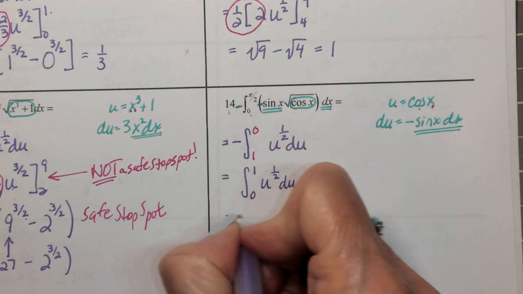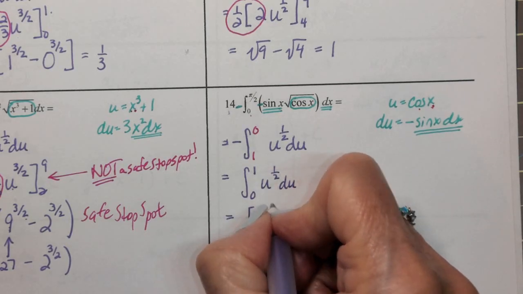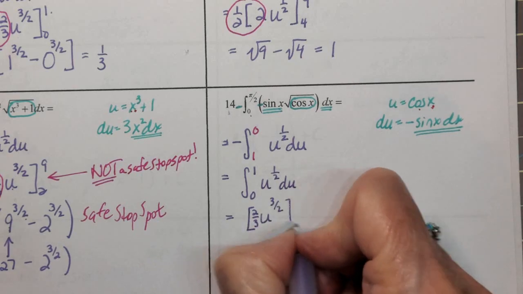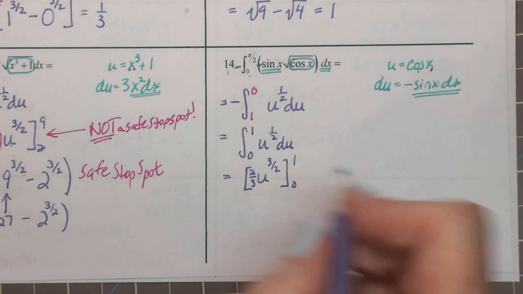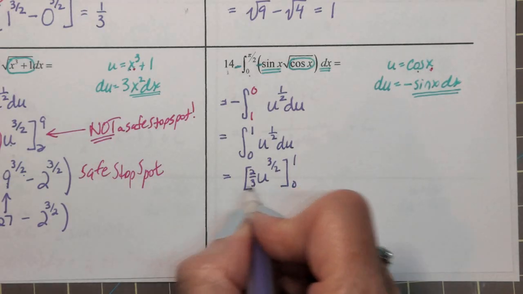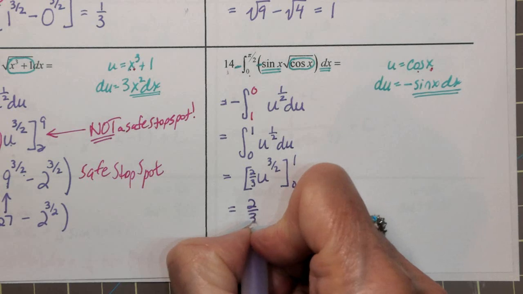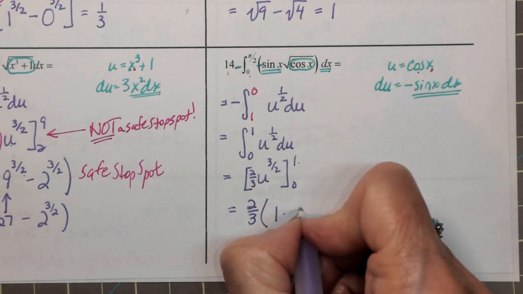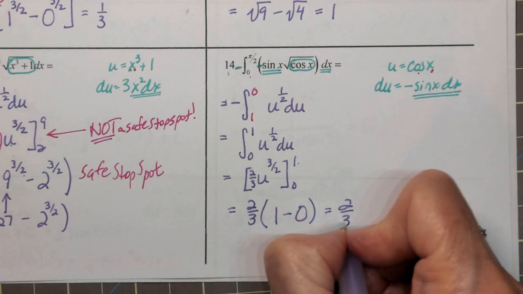And now we're just going to use the power rule. So u to the 3/2 times 2/3 from 0 to 1. Okay. This 2/3 I like to think of as being outside of the brackets. So that's 2/3 times 1 to the 3/2 minus 0 to the 3/2. So this is just 2/3.